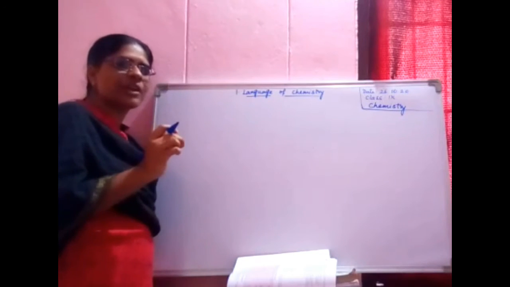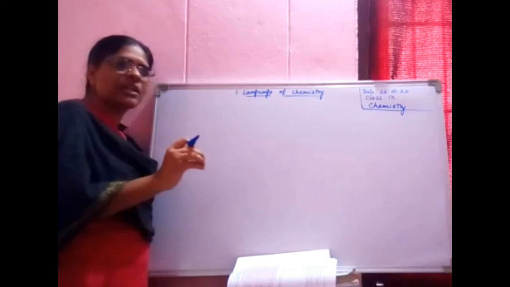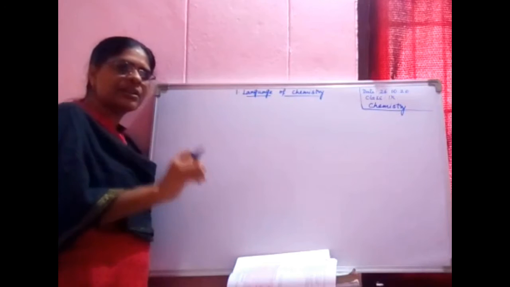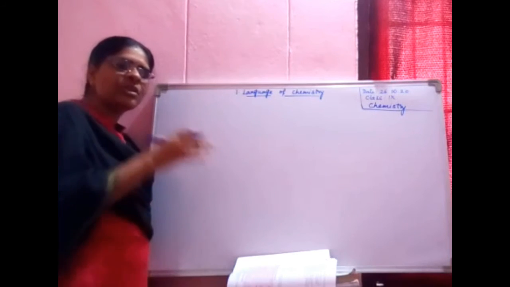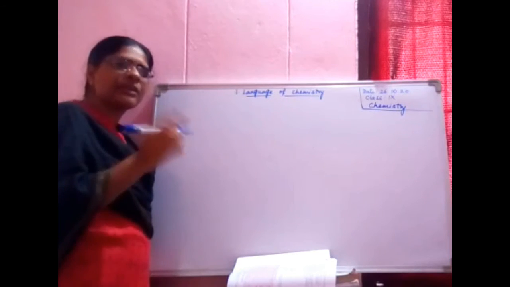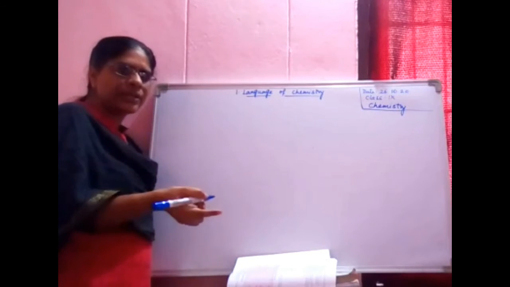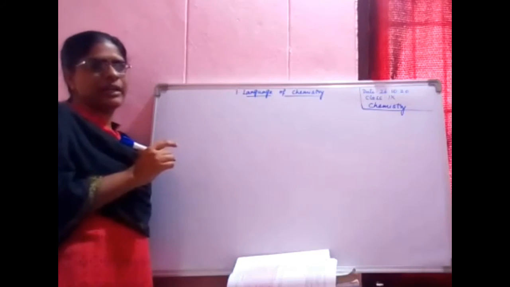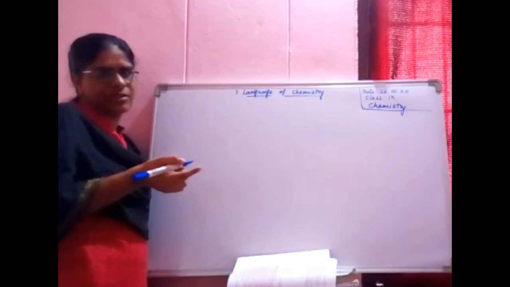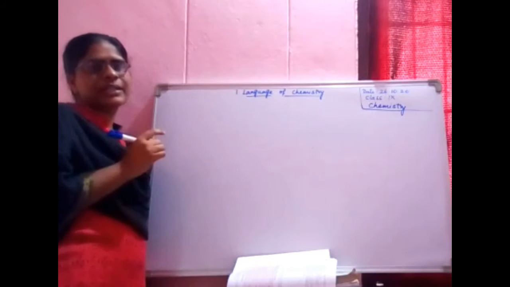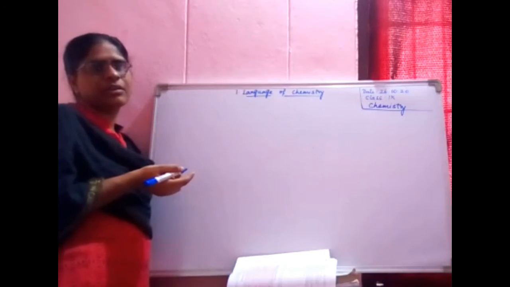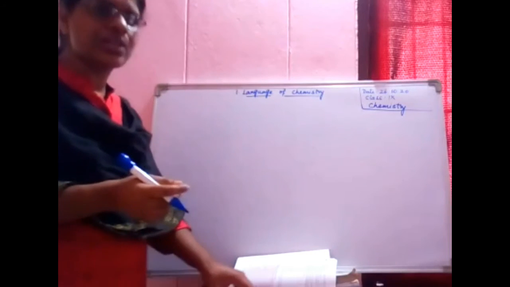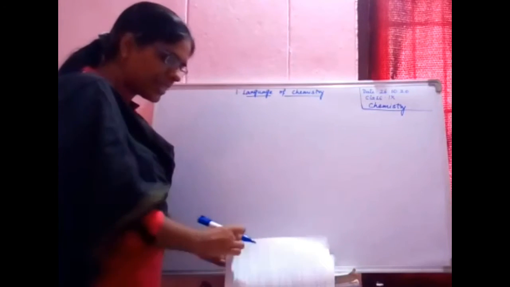There is a formula for it. Total weight of the element in a molecule divided by gram molecular weight, into 100. Why 100? Percentage. Okay, percentage means 100. Okay, how to calculate this percentage composition? Let us see some examples.